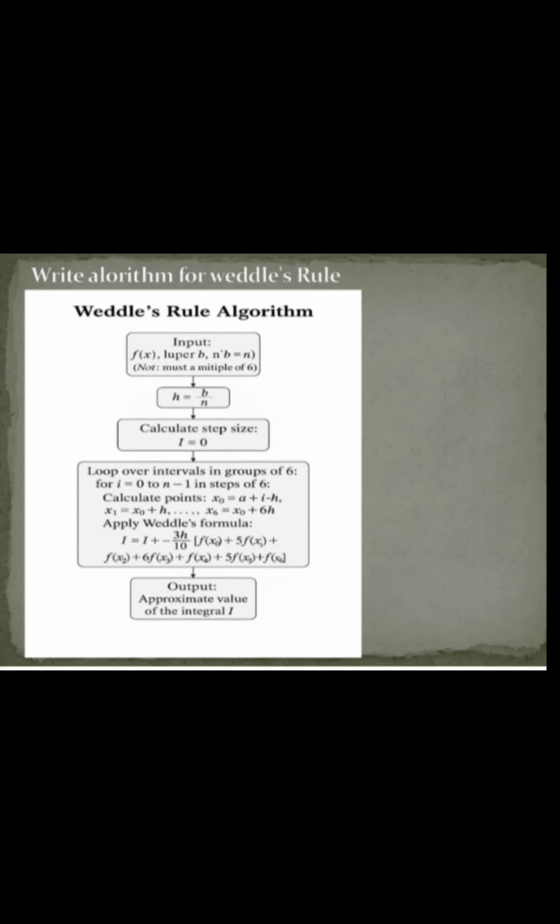Calculate points: x0 = a + i·h, x1 = x0 + h, and so on up to x6 = x0 + 6h. Apply Weddle's formula: I = I + (3h/10)[f(x0) + 5f(x1) + f(x2) + 6f(x3) + f(x4) + 5f(x5) + f(x6)]. Output the approximate value of the integral I.